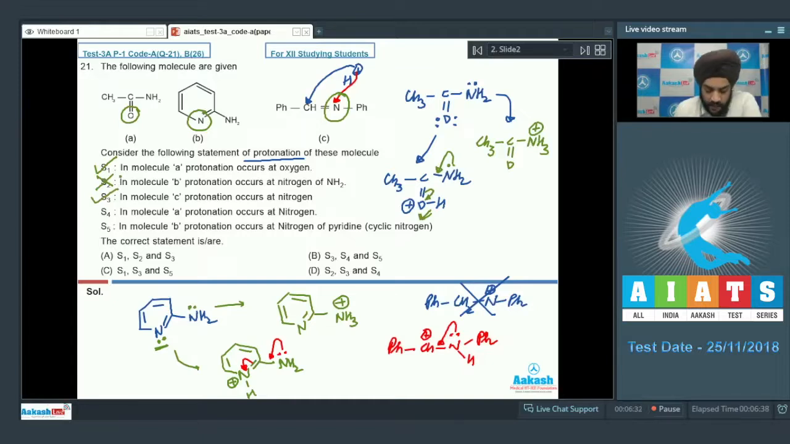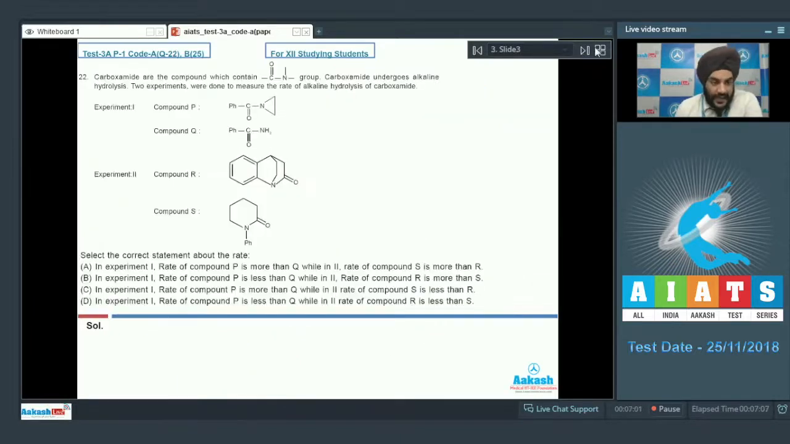Let us look at statement 4. In molecule A, the protonation occurs at nitrogen. This statement was incorrect, as we had already seen before. And in statement 5, in molecule B, the protonation occurs at nitrogen of pyridine, which is the cyclic nitrogen present. So students, this statement is also correct. So if we look at the options, we can see that we have to mark option C as the correct answer to our question. Let us look at the next question. Question number 22. Carboxamides are the compound which contain this group.